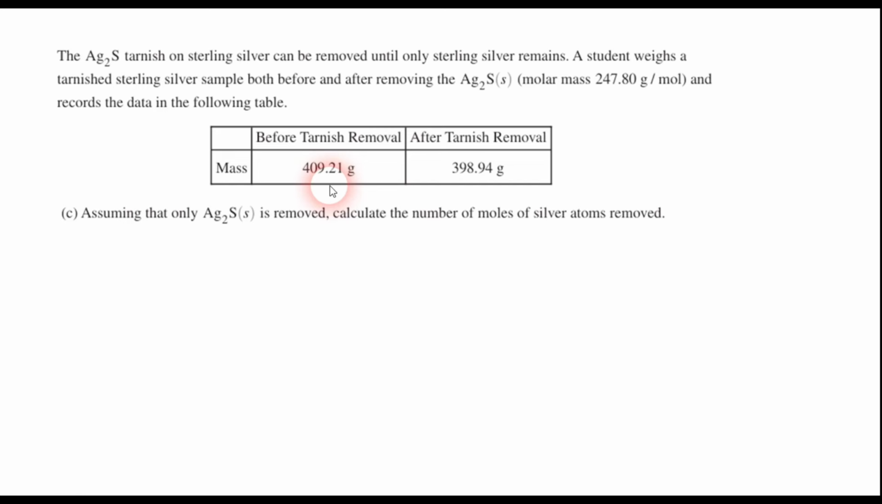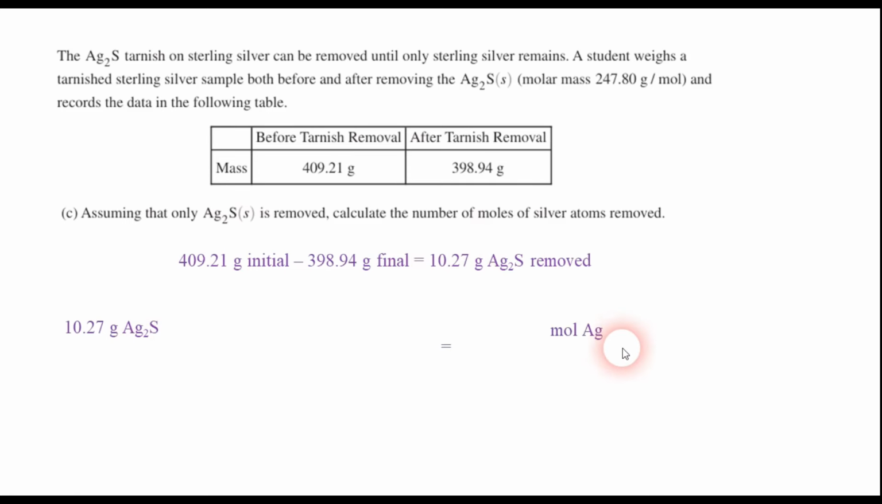So the way I do that is just to subtract. I take the 409.21 grams that we started with and subtract the 398.94 grams that we ended with, and I find that I removed 10.27 grams of silver sulfide. So now I can take that quantity and convert it to moles of silver. So way down here at the end, I'm going to have moles of silver.